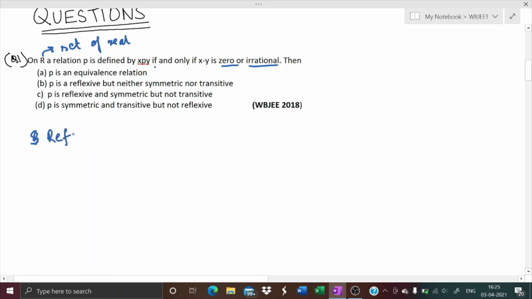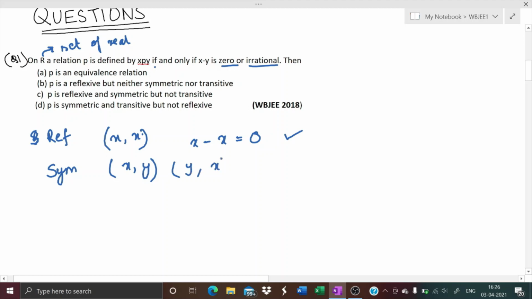First we will check for reflexive, that is x comma x. x minus x equals 0. So this is reflexive. Relation is reflexive. Next is symmetry. If x comma y is related by the relation P, then we have to check for y comma x. Now suppose x minus y is some irrational number k, then y minus x will be minus k. If this is irrational, then this is also irrational.